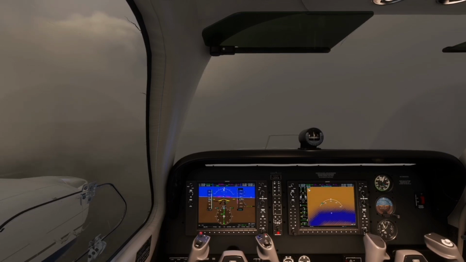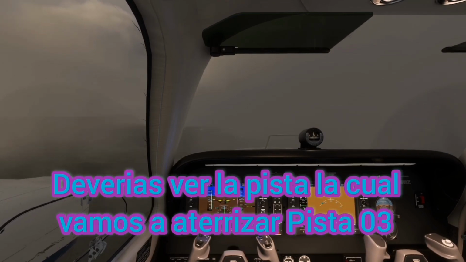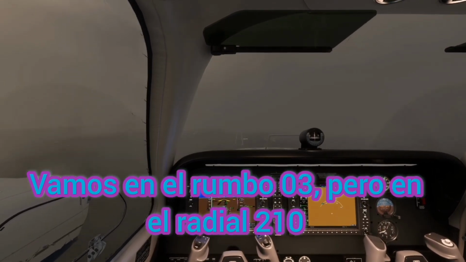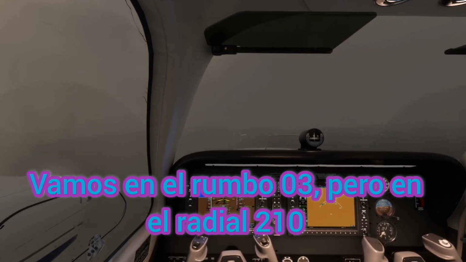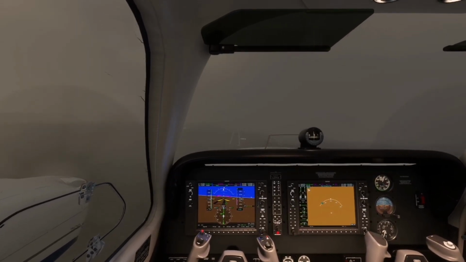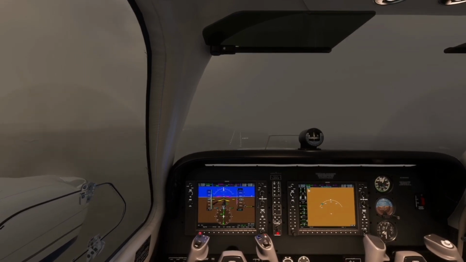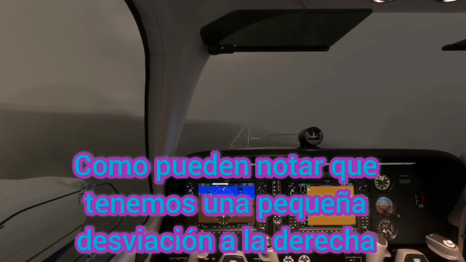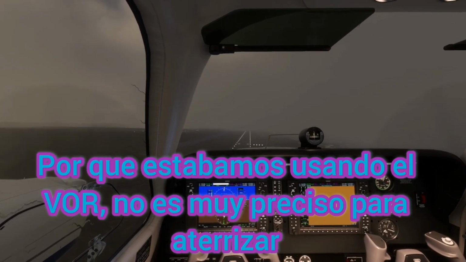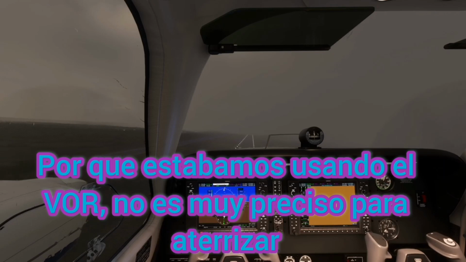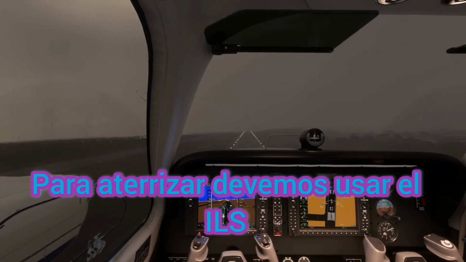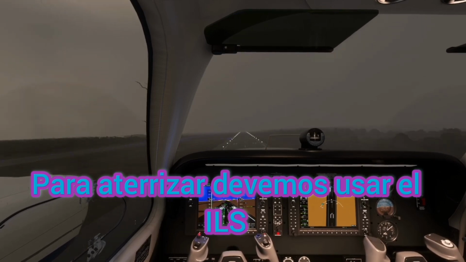And there it is. You should be able to see the runway that we are going to land on, and that's runway 03, because we are heading 030 on the radial 210, and that's the runway right there. As you can notice, we have a slight deviation to the right because we were using VOR. That's not too precise to land. So as I repeat, to land we should use the ILS.